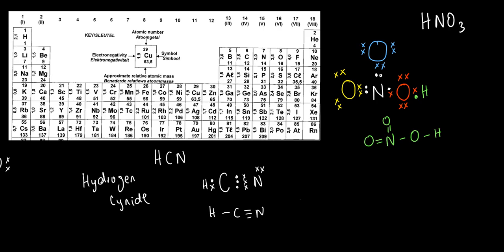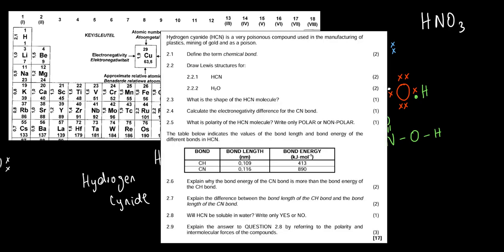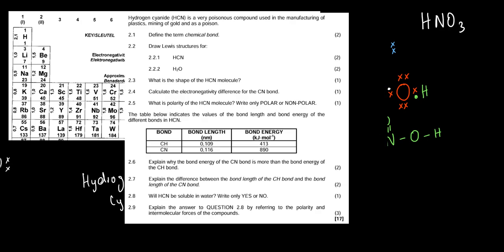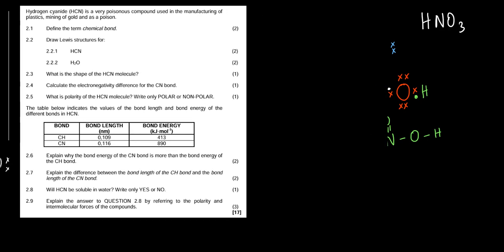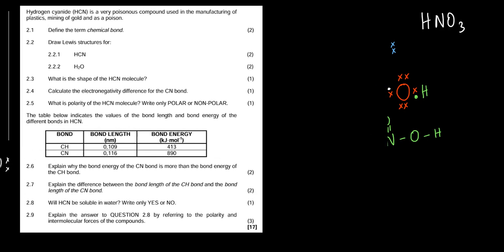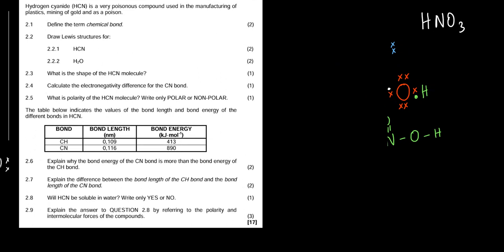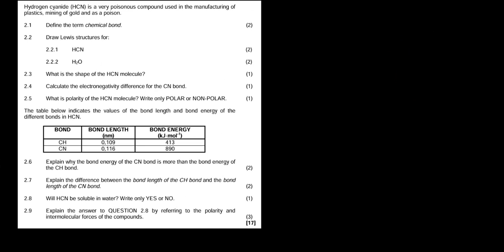This is the one. What do we have there? The first statement. Hydrogen cyanide, isn't it? They tell you that it's a very poisonous compound that is used in manufacturing of plastics, mining of gold, and as a poison. It's even used as a poison.